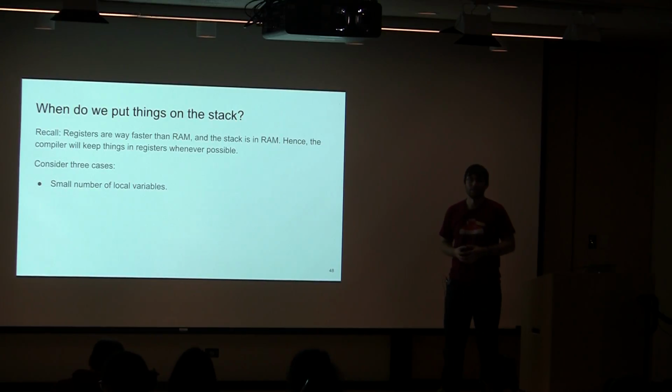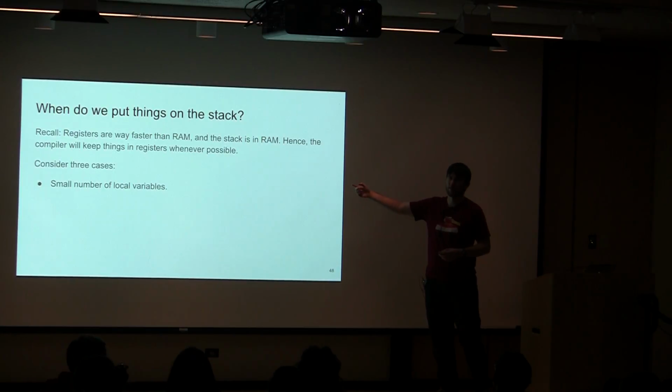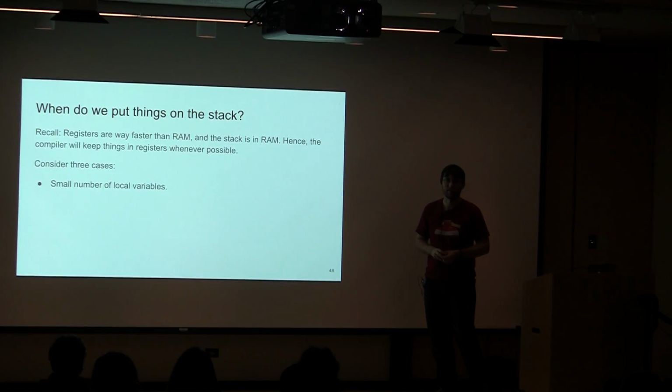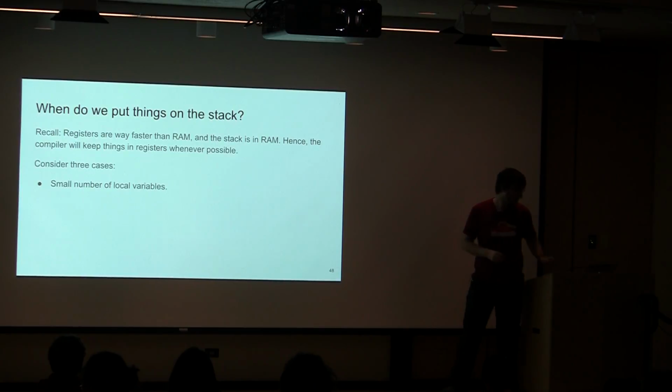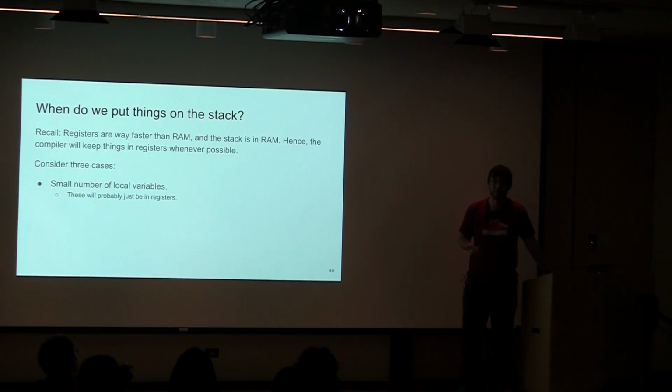So registers are great. We use registers whenever we can, but obviously we do sometimes need the stack, right? Because RAM can hold a lot more stuff. So we keep things in registers when possible, but there are some cases where it has to go to the stack. So if we have, this is not a trick question, if we have a small number of local variables, what is it going to do? It's going to try to use registers, yeah. If there are only a few and they're not too big, then we'll just put them in registers because that's faster.